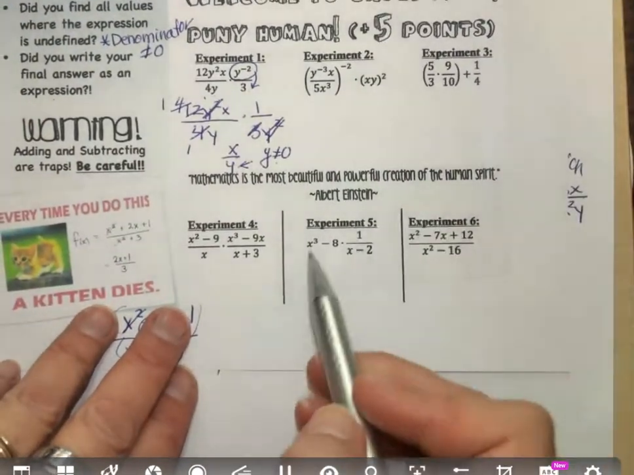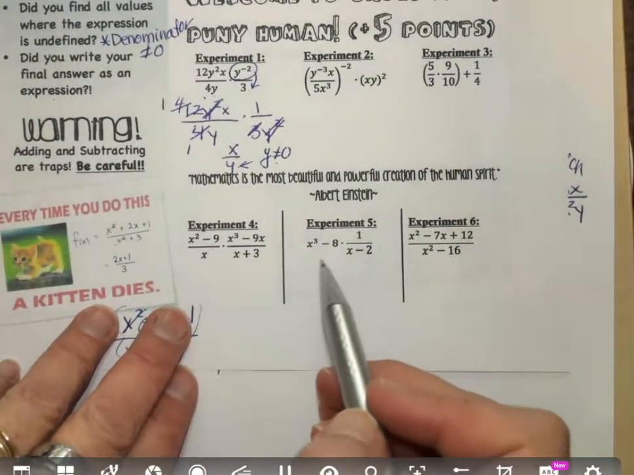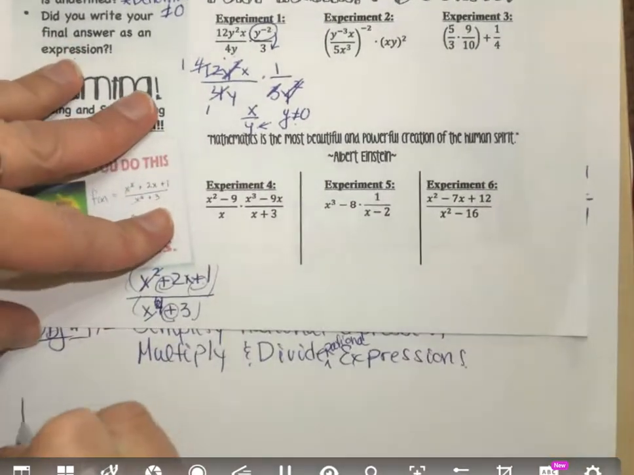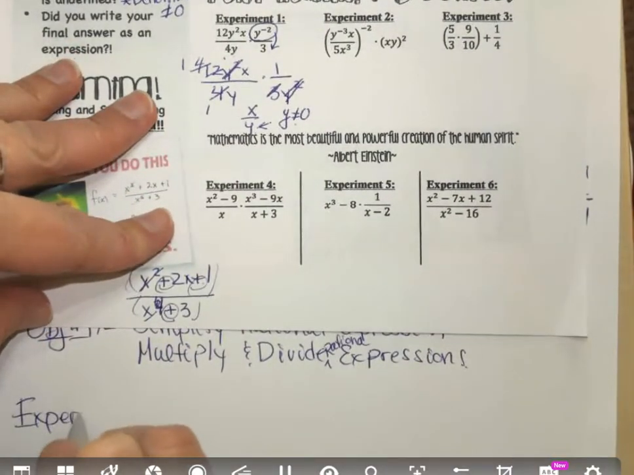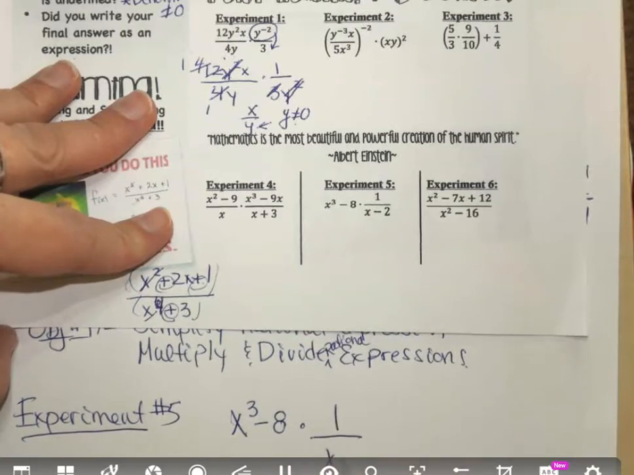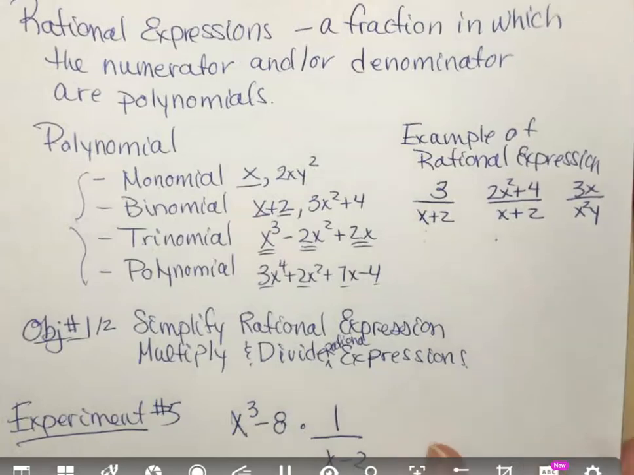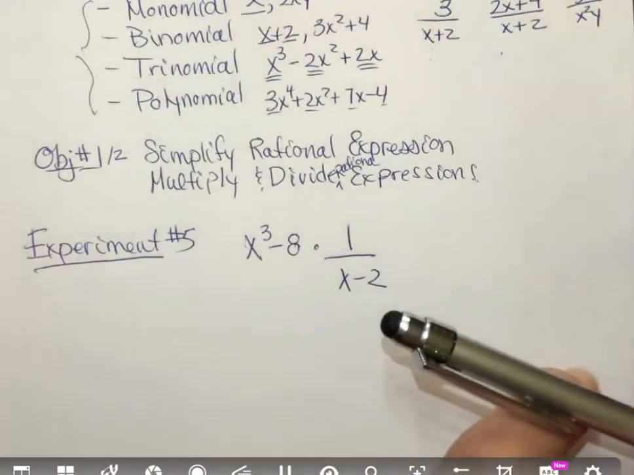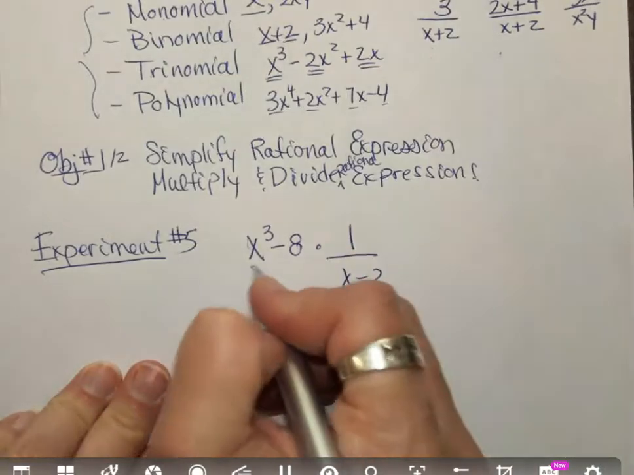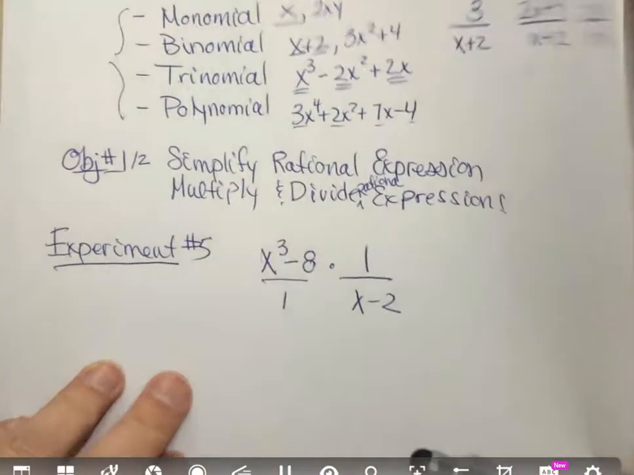Now let's look at experiment number 5. I'm going to do this one on a piece of paper so I have a little bit more room. So experiment number 5: we have x cubed minus 8 times 1 over x minus 2. The first thing I need to do is factor, because I have a binomial and I have a binomial. We'll write it as a fraction.